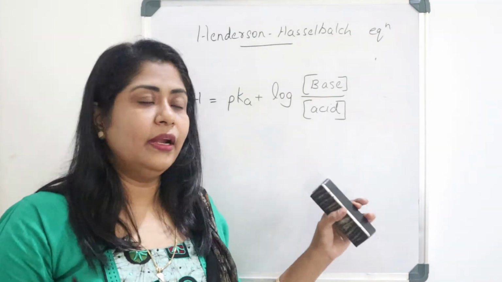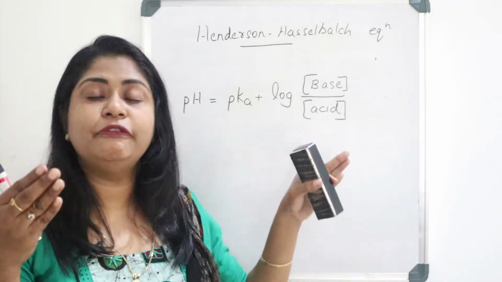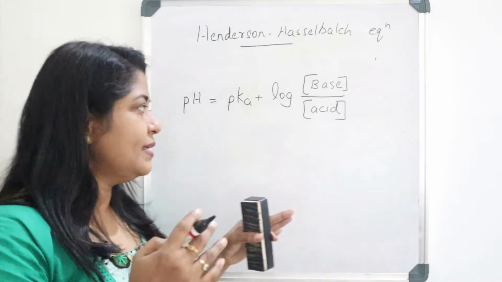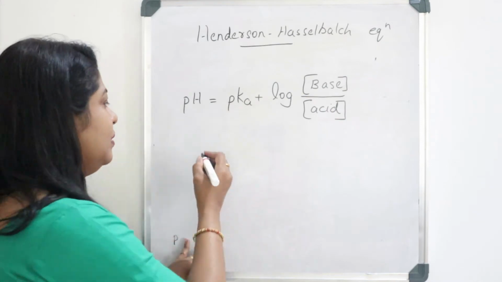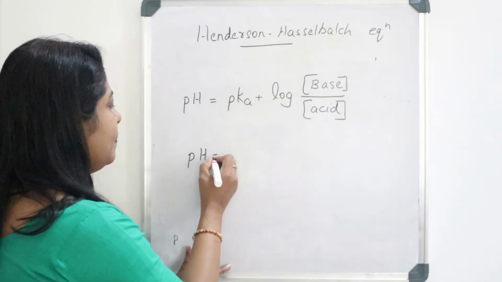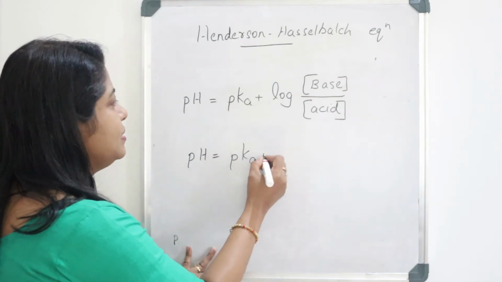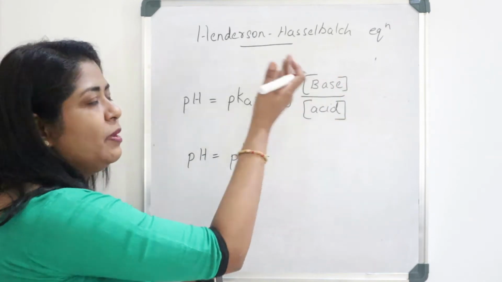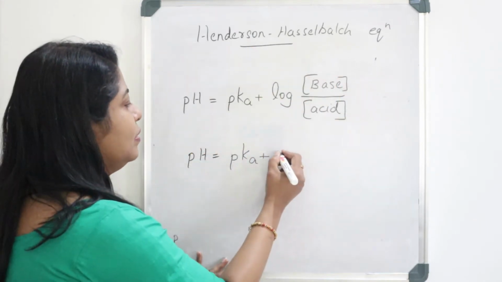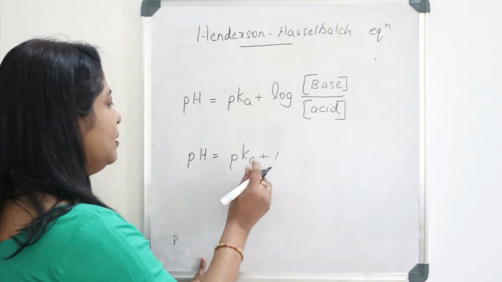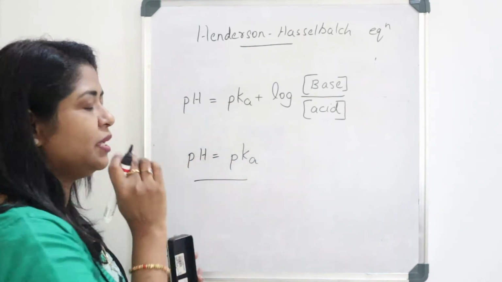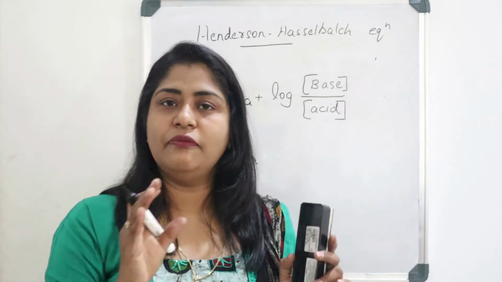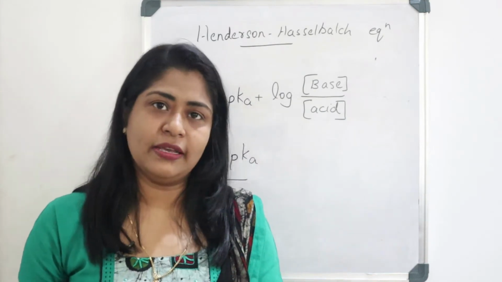Now see, when this acid is half neutralized, pH will be equal to pKa. Let us see. pKa plus, if it is half neutralized, this ratio will be 1. So log 1 is zero, and that results in pKa. So pH will be equal to pKa. So we can give a definition for pKa: pKa is the pH at which the acid is half neutralized.